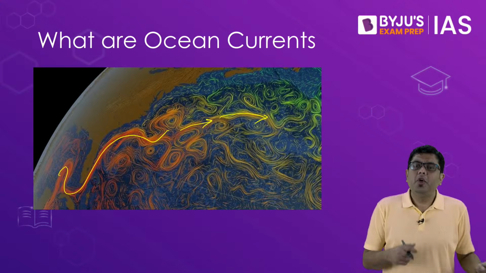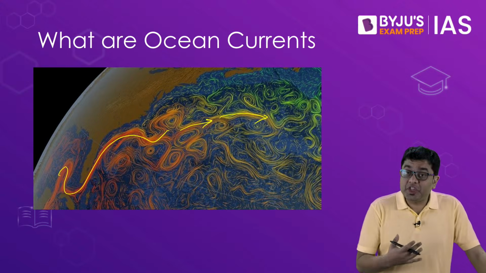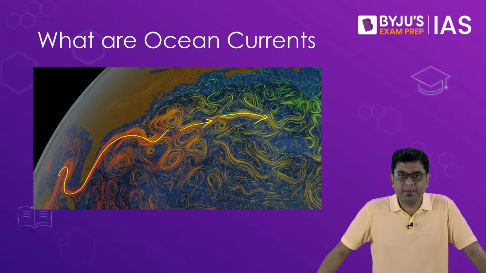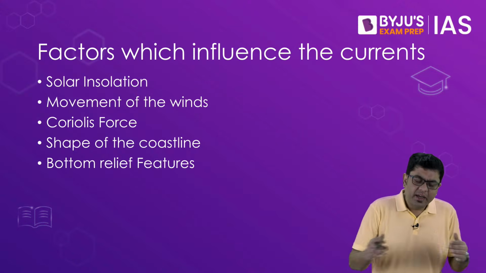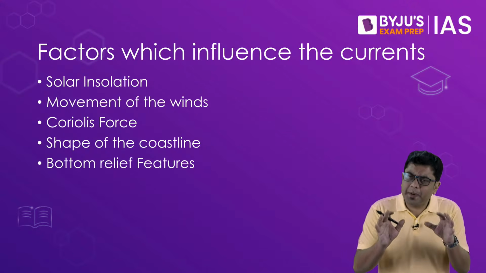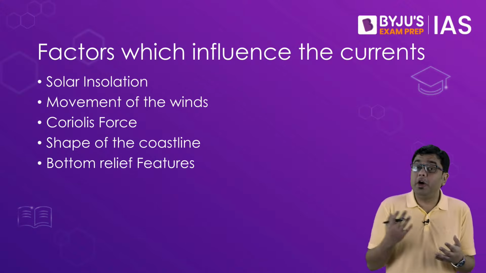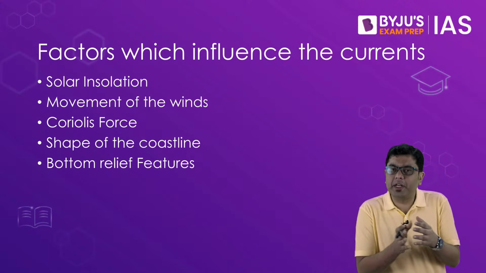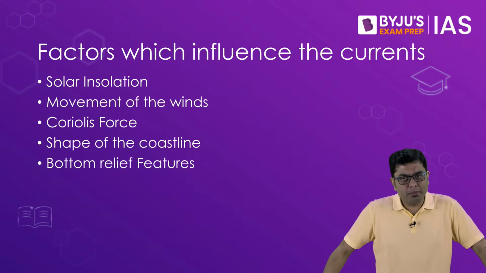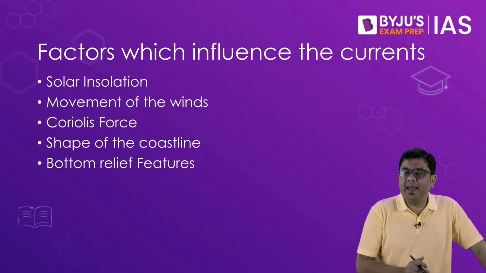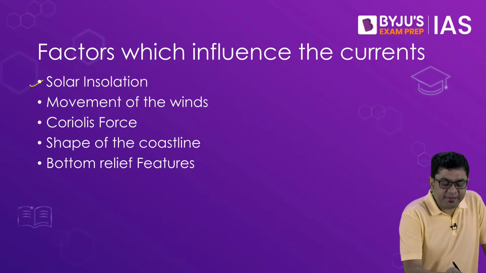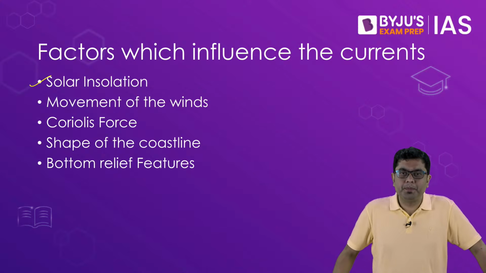So then, what are the factors which lead to the causation and the formation of these ocean currents? If we take a look at the factors, we have a multitude of factors out there which not only end up initiating the movement, but also ascribe a particular direction, a particular shape to the aforementioned movement. So let us analyze these factors one by one. The first factor is solar insolation.